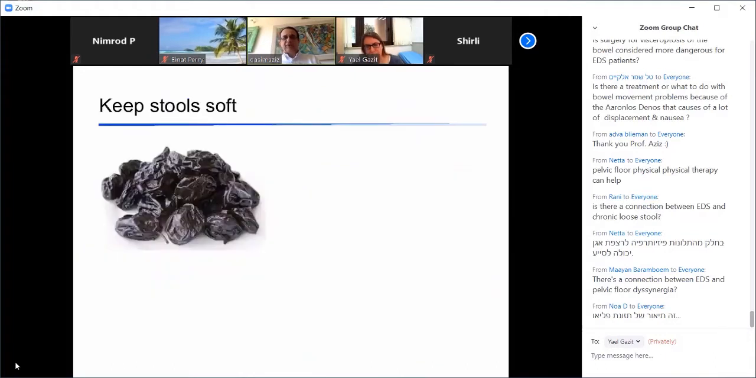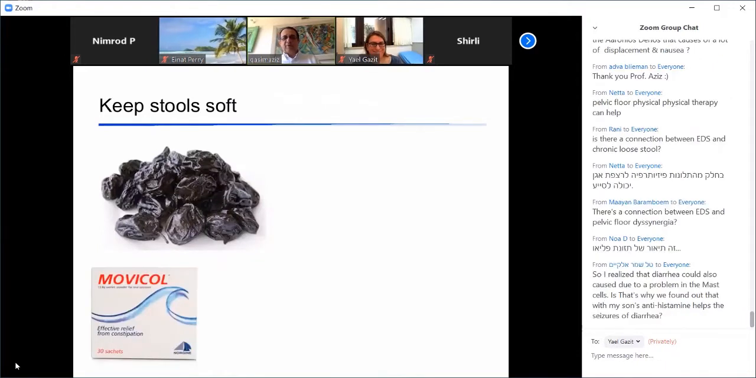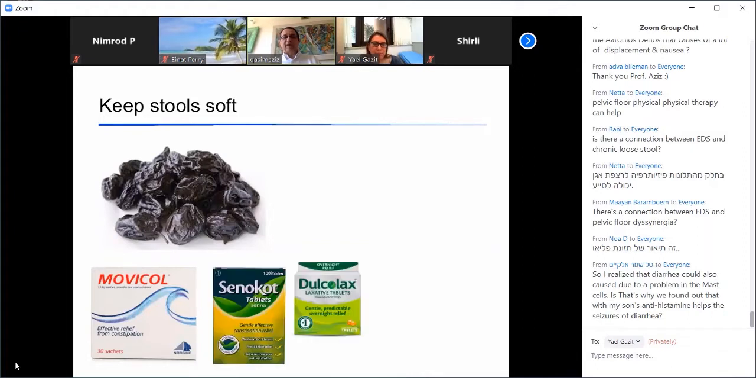For management of constipation, dietary measures such as just keeping the stool soft with foods that are high in fiber content like prunes. Movicol is a pegylated solution. It basically helps to soften the stool by absorbing water in the stool. So Movicol is usually a very good place to start with the management of constipation. But often we have to add stimulant laxatives like Senokot or Dulcolax that help the gut to move a bit stronger. And a combination of a softener with a stimulant laxative is often helpful.